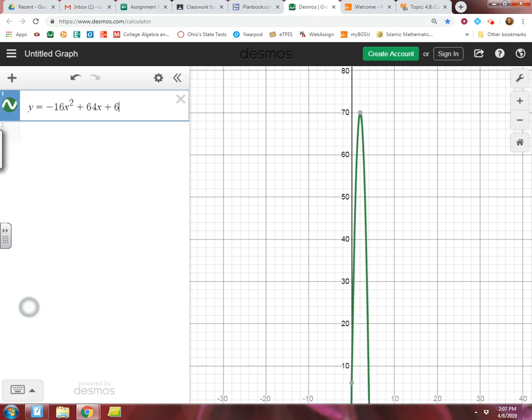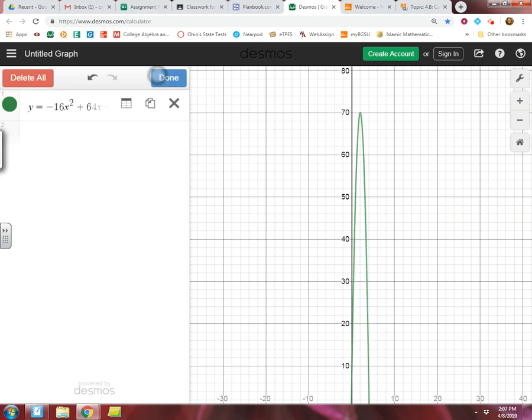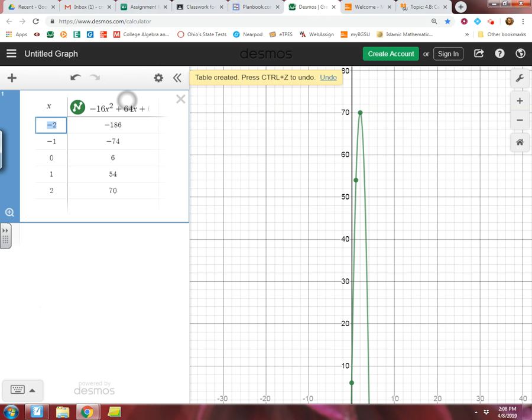So did you change them all to x's? Y equals negative 16x squared plus 6. So now if I do the gear and then the table, it won't do it for you? You're good? Okay, that's fine.